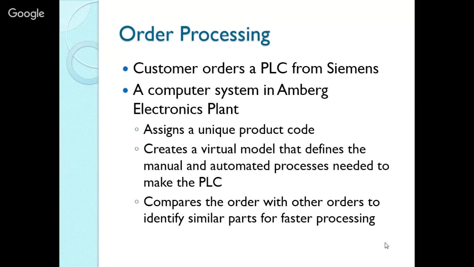Then first, it will create a virtual model of that product, right? That is a complete 3D model with all the components in it. Using that model, it will define what are the manual and automated processes needed to make this PLC. Then it will also compare this order with other orders which are already in the queue or which are in process to identify similar parts for faster processing. So here we're talking of a kind of group technology which people study in CAD/CAM.